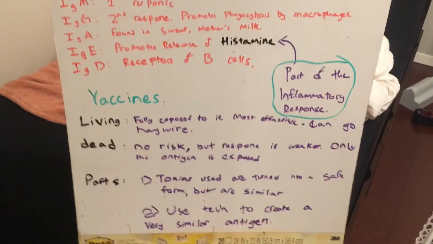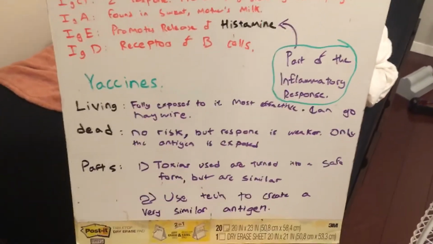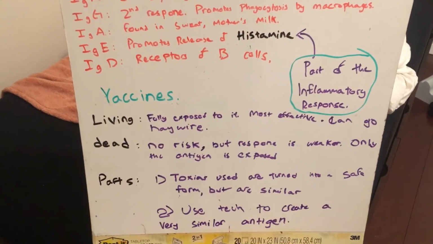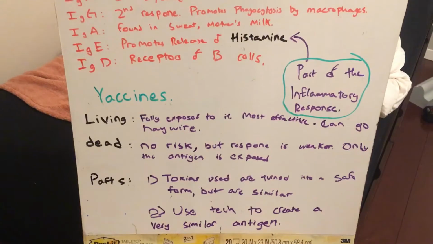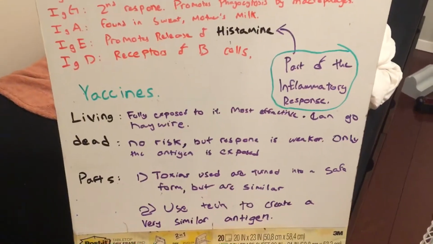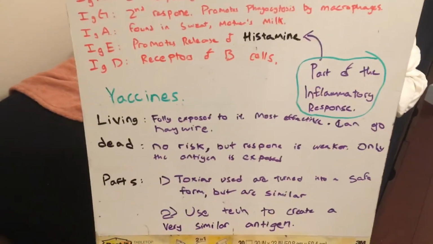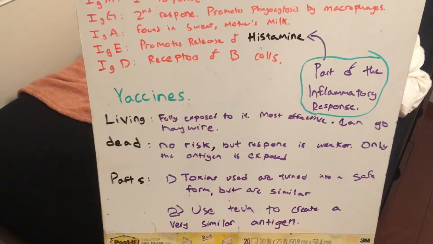There are 3 types of vaccines. The last one is split off into 2. So the first type is living vaccines, which I think most of us have taken, I hope. It's basically a very dulled down and weakened version of the pathogen. It's the most effective one, but it can go haywire.